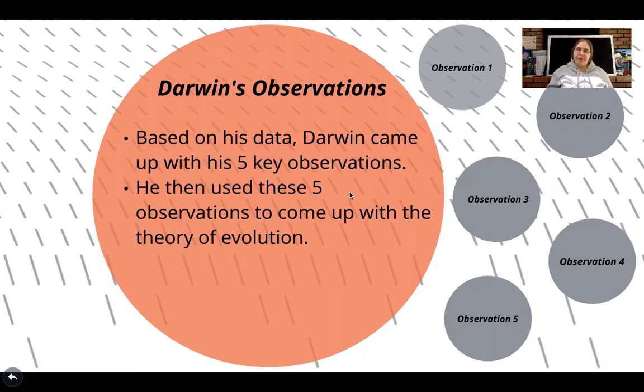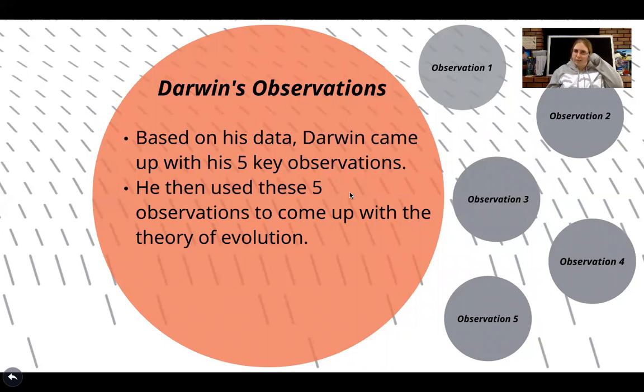And it was these 5 key observations that he used to come up with his theory of evolution. And that's the theory of evolution that we very much use today. It's been tweaked a little bit here or there, but the core of it is still the same. And again, it's all based on these 5 observations.